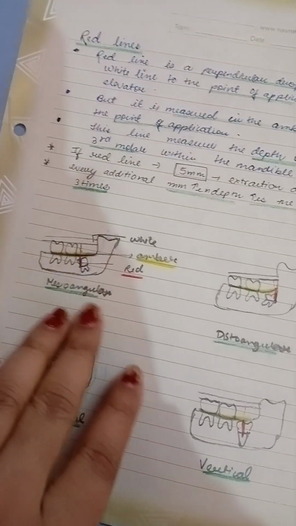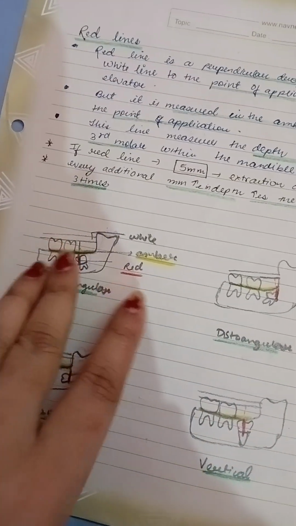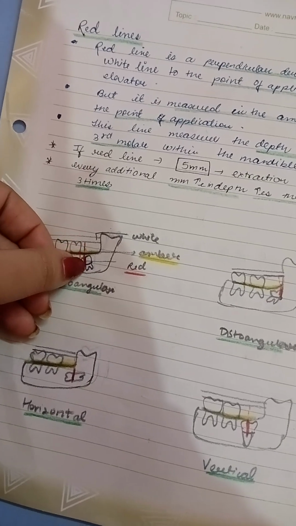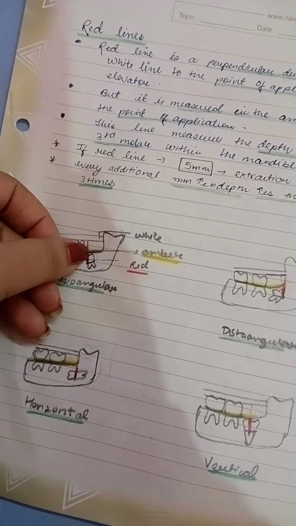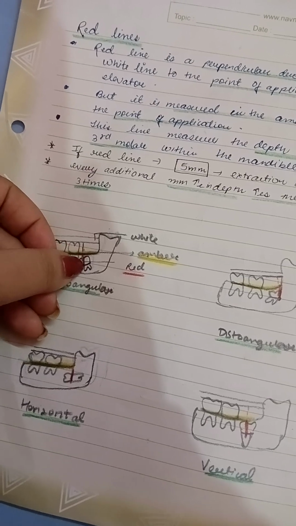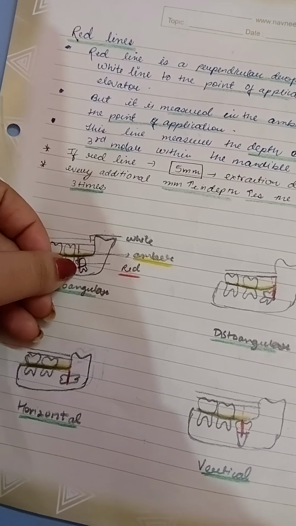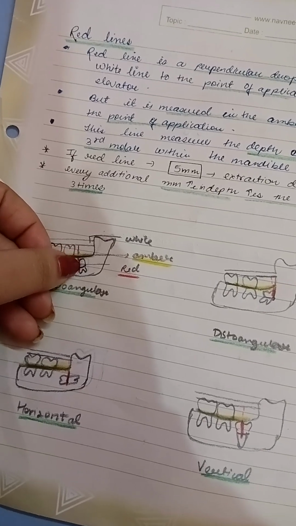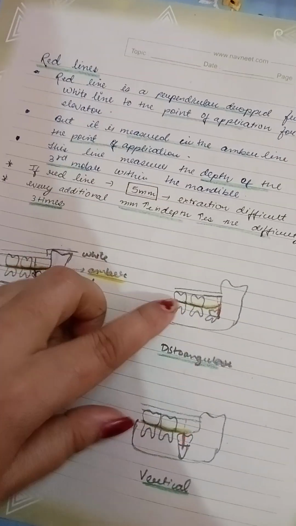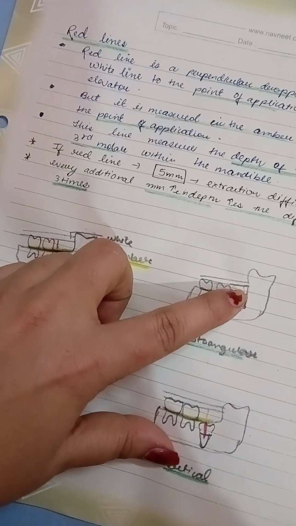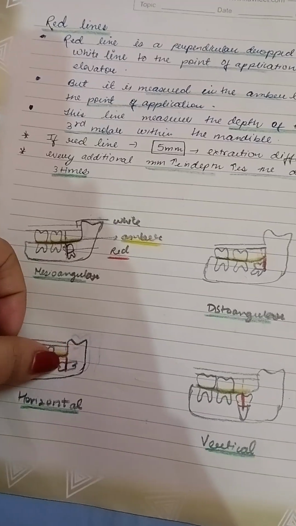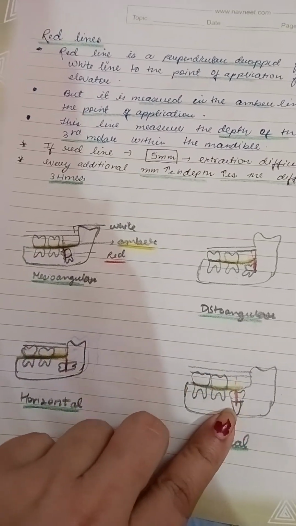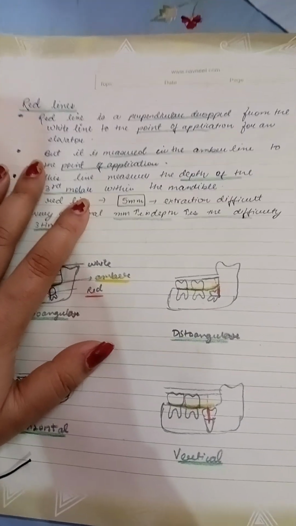So for mesioangular, this is the white line, this is the amber line, and this is a perpendicular drop to the point of application, but it is measured from the amber line. This is the point of application of an elevator, this is the amber line, and the red line is this one. Okay, in distoangular, this is the red line. In horizontal, this is the red line, and in vertical, this is the red line. Hope I am clear with the lines also.